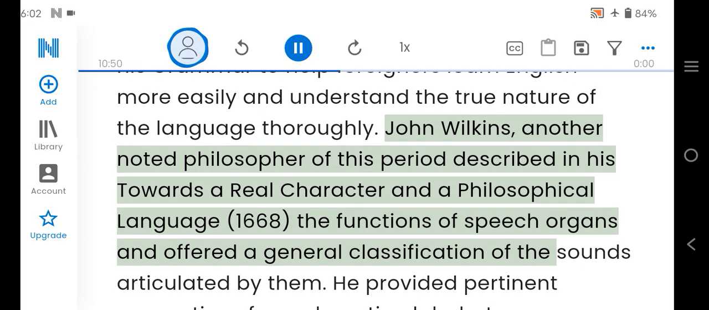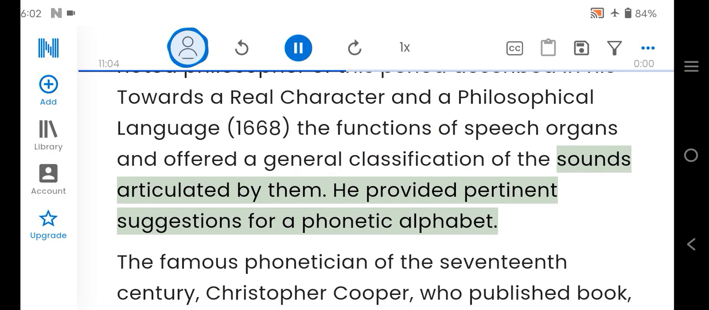John Wilkins, another noted philosopher of this period, described in his Towards a Real Character and a Philosophical Language, 1668, the functions of speech organs and offered a general classification of the sounds articulated by them. He provided pertinent suggestions for a phonetic alphabet.